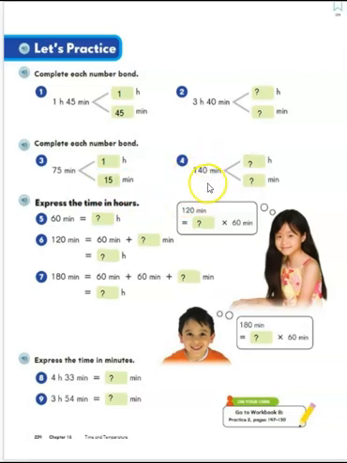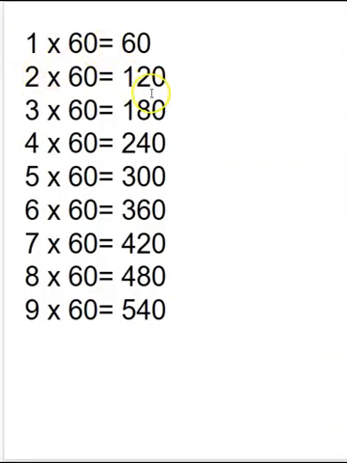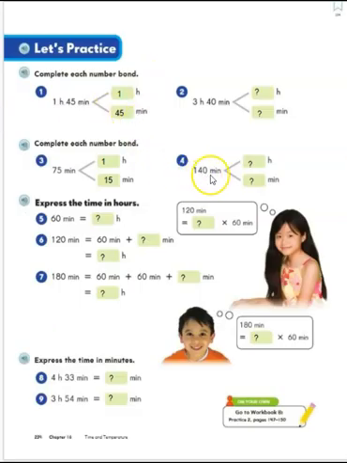Okay, so you're going to do the same thing with 140, so you can look on your chart, see how close can you get to 140 without going over, and then once you know you can get to 120, then you're going to subtract 140 minus 120 is going to be how many extra minutes you have. Okay, this one says express the time in hours, so you should be able to do that. 60 minutes, we should know how many hours that is. 120 minutes would be 60 minutes plus 60 minutes, and that's how many hours, guys. And then same thing here, 60 plus 60 plus, how many hours?